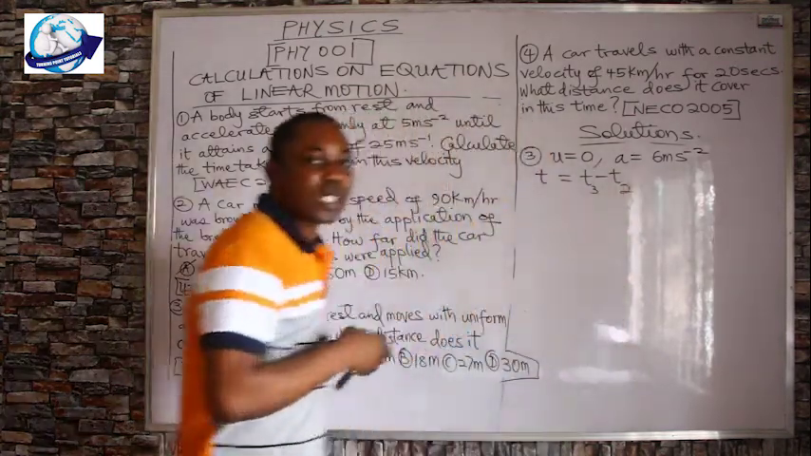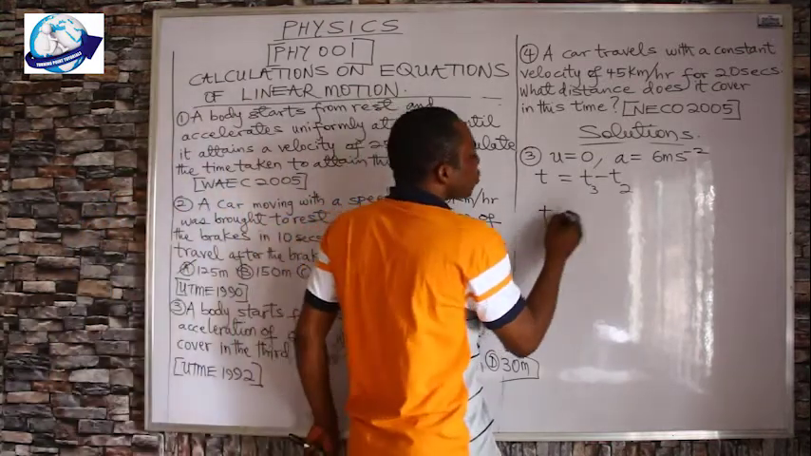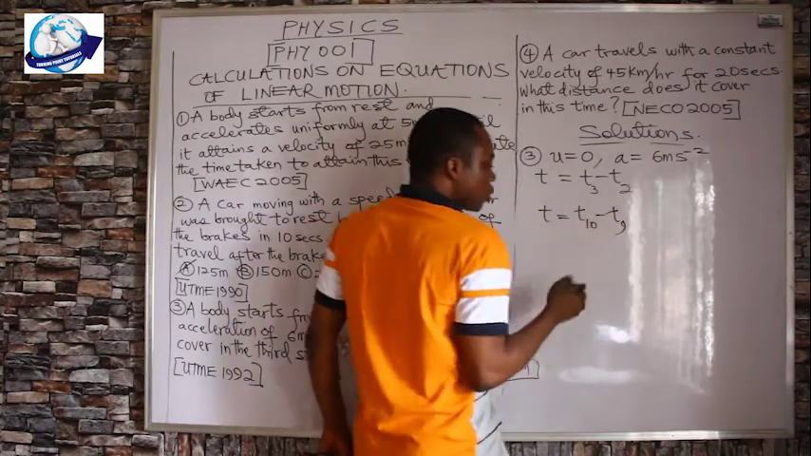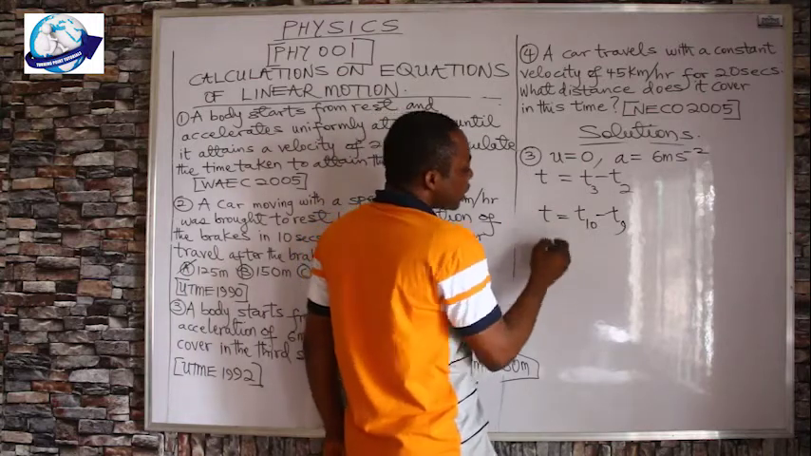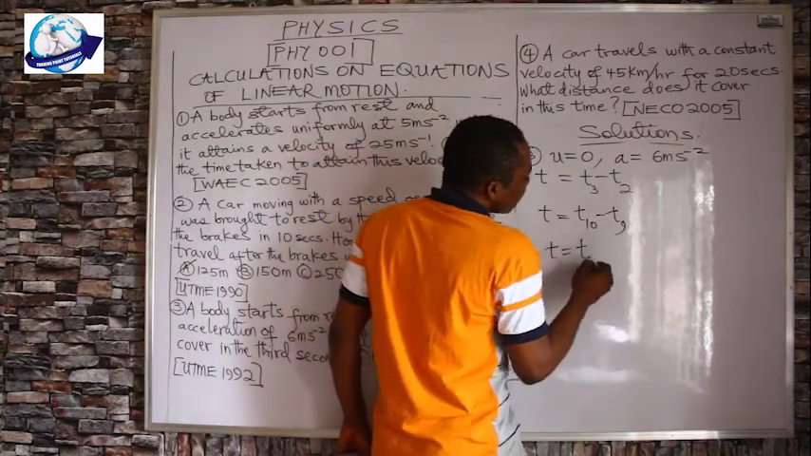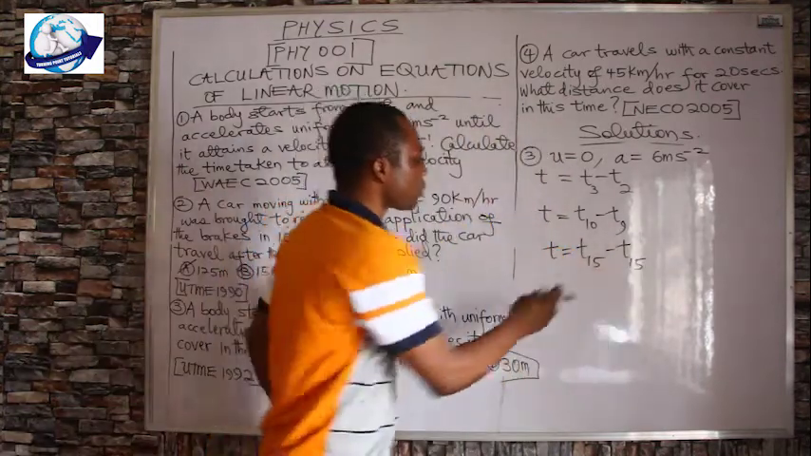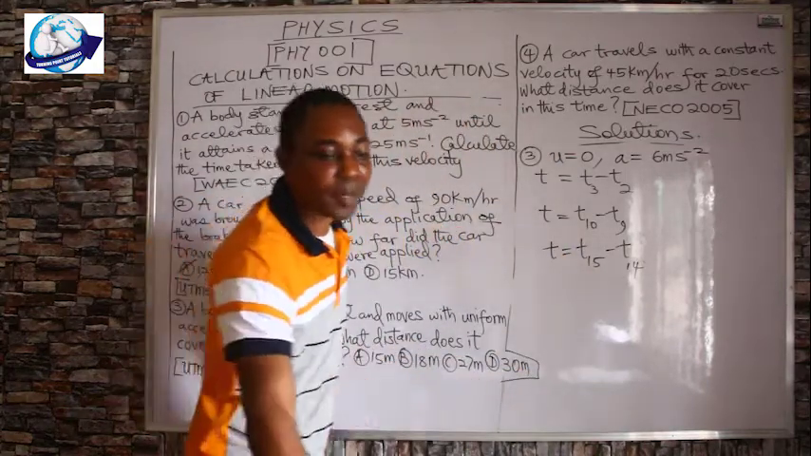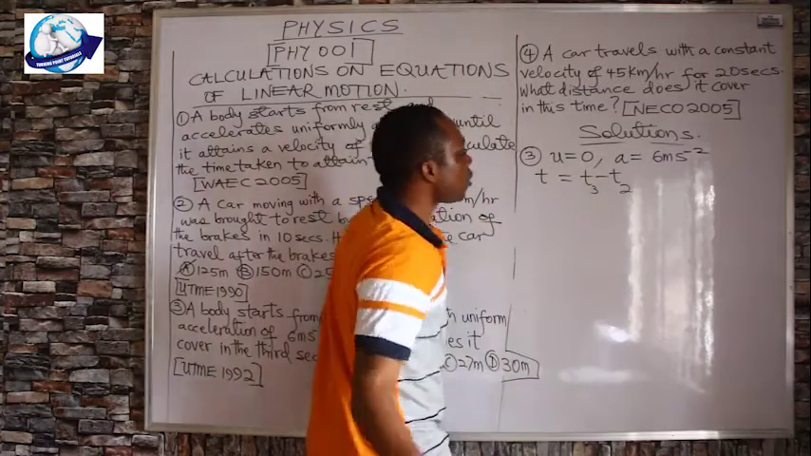If we said, what distance does it cover in the 10th second? What's the time? T is equal to t10 minus t9. Then if they ask you what distance does it cover in the 15th second, you say t is equal to t15 minus t14. I believe you're following. This is a principle to apply to make it very fast, very quick. And then you go ahead now.